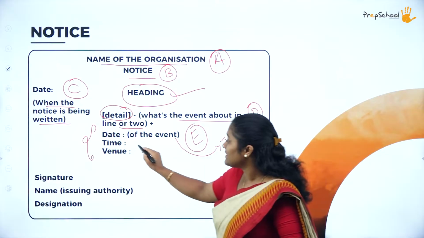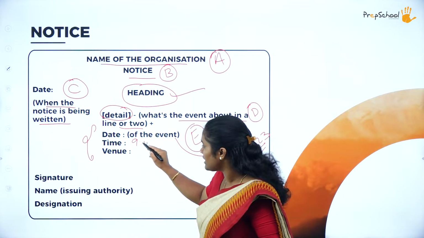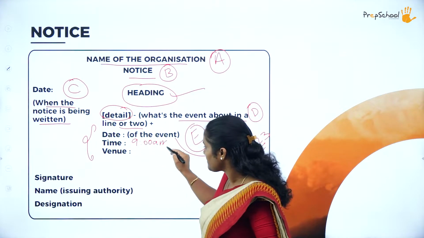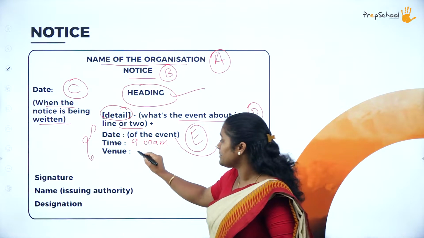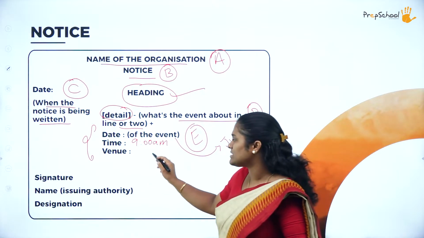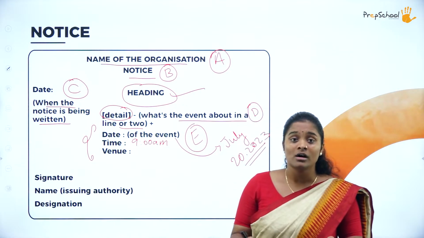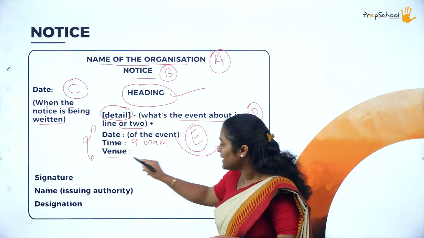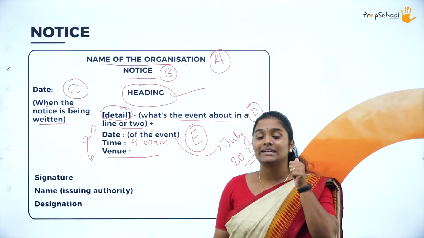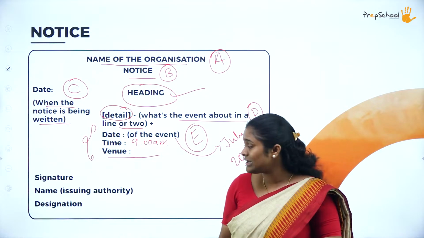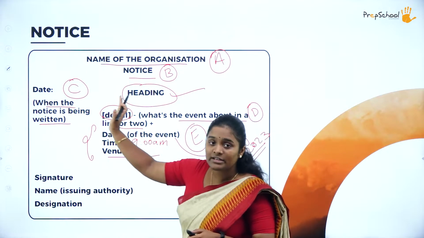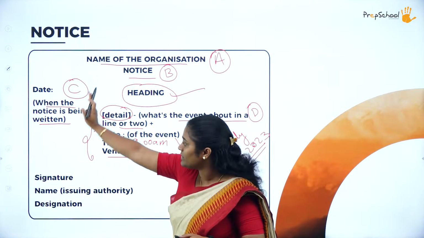That is done. Then the time, for example, the event's time is 9 a.m. I'll write it here. Venue: where is it happening? It might be happening, say for instance, in your auditorium, in the library, in the hall, wherever. So venue is the place. So E includes date, time and venue. Clear?